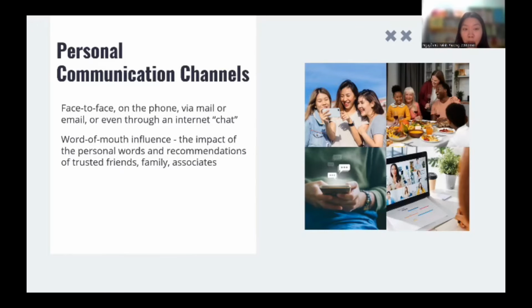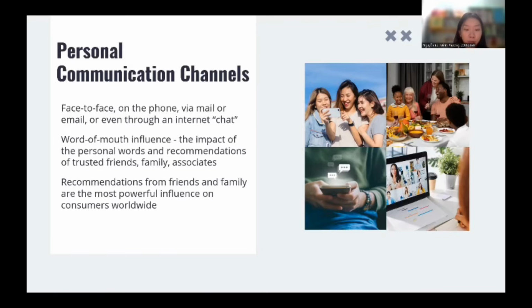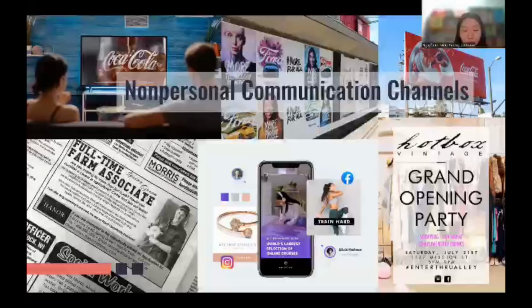Word-of-mouth influence is the impact of the personal words and recommendations of trusted friends, family, associates, and other consumers on buying behavior. One survey found that recommendations from friends and family are far and away the most powerful influence on consumers worldwide. Non-personal communication channels are media that carry messages without personal contact or feedback, including major media like newspapers and magazines, television and radio, billboards and posters, company websites, and social media sites, as well as atmospheres and events like grand openings and shows and exhibits.